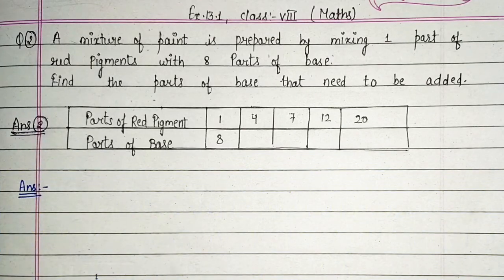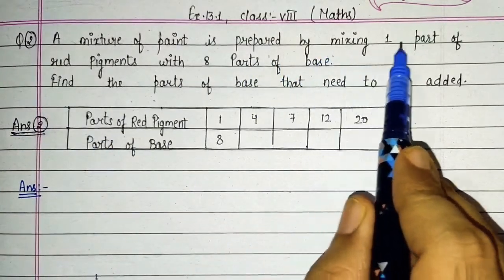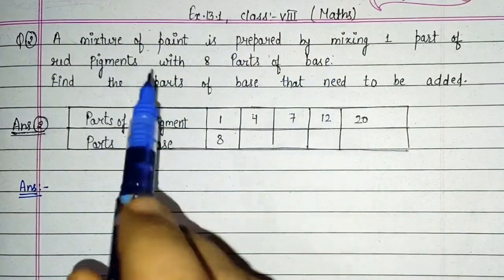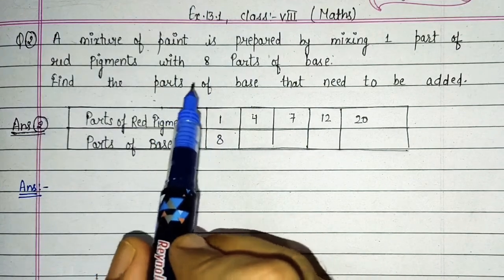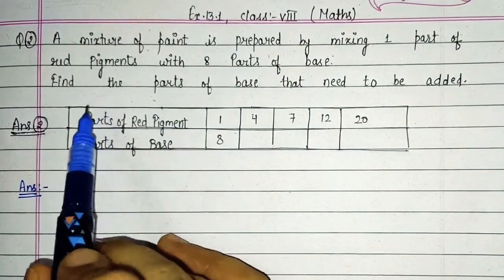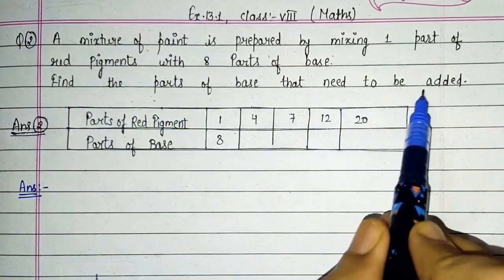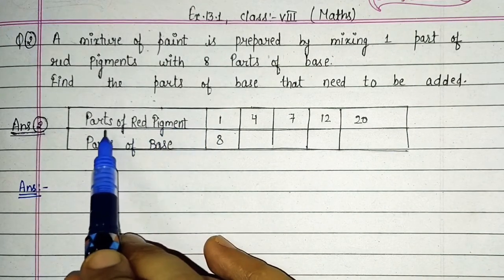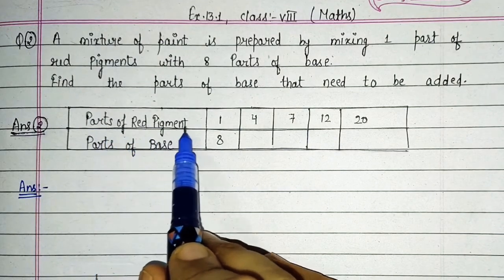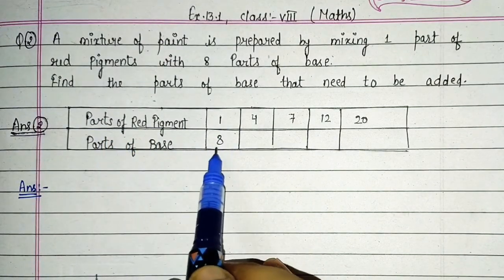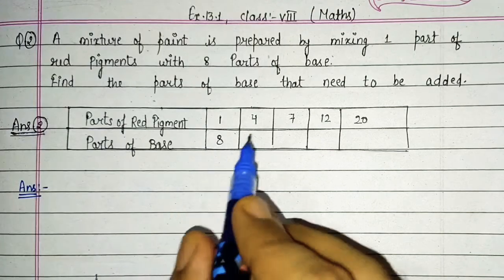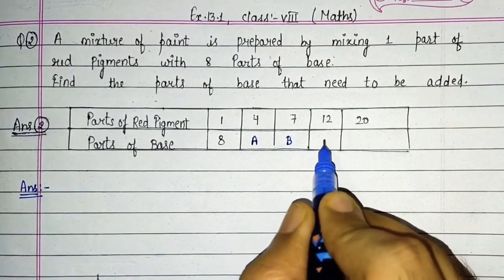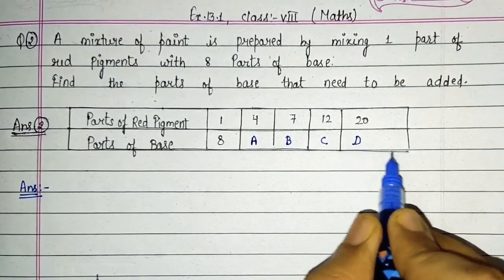The question is, a mixture of paint is prepared by mixing one part of red pigment with 8 parts of base. We have to find the parts of base that need to be added to the mixture of red pigment and base. So we have added here one part of red pigment, so we need base as 8 parts. So we have to find these quantities. Let these be A, B, C and D.